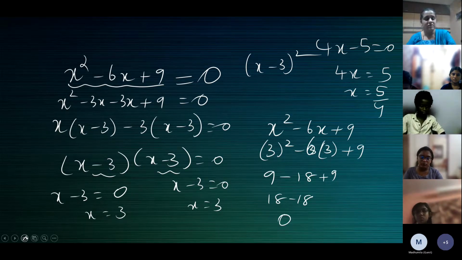Now another example where a quadratic polynomial has two zeros. This is okay?